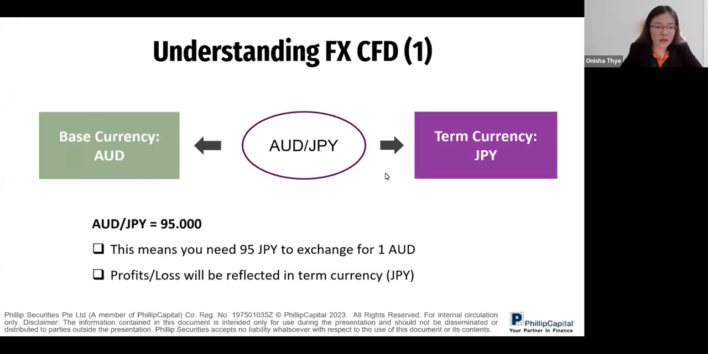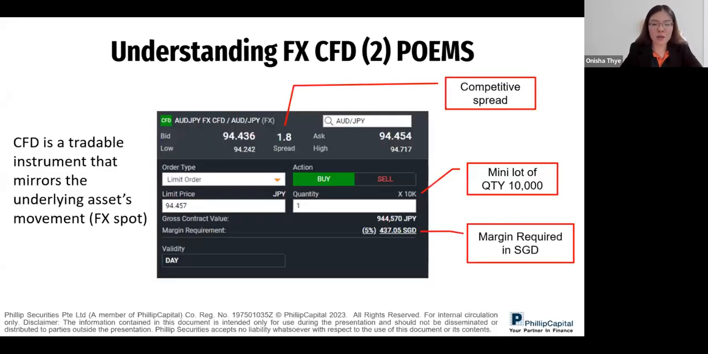Okay, and all the trades' profit and loss would be reflected in the term currency, which in this case would be the Japanese yen. Now here on our platform, FX CFD is a tradable instrument that mirrors the underlying asset's movement, which in this case is the FX spot market.